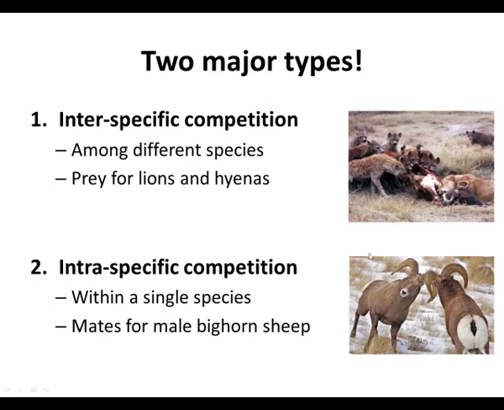But in this scene, you see two bighorn sheep, in this case two males, are fighting with each other. So they are fighting for girls. And since the two interacting individuals belong to the same species, we call this intraspecific competition. So it's within the same species.